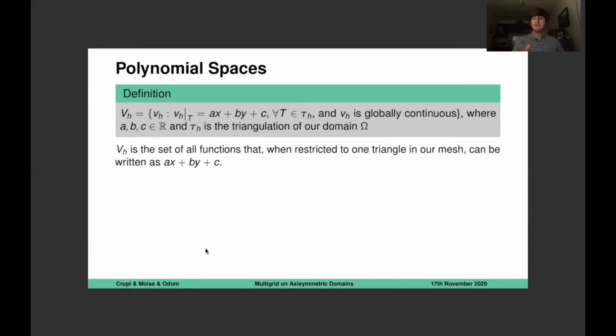So this finite dimensional space for our toy problem is going to be the space VH, which is what's called a polynomial space. So VH is the set of all functions vh such that when you restrict vh to a triangle, you get ax plus by plus c. Now note that you can describe any function in the space VH by 3 coefficients, a, b, and c. This means that VH is a finite dimensional subspace, and because every element in VH is also in L2, and the first derivatives of VH are in L2, VH is a subset of our Sobolev space H1.